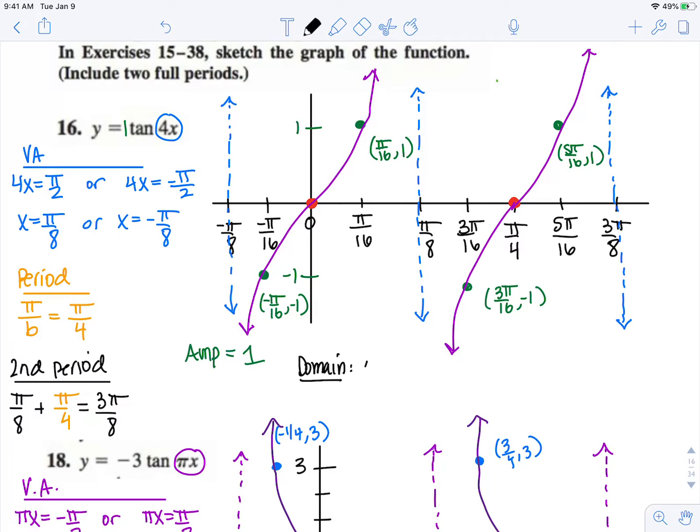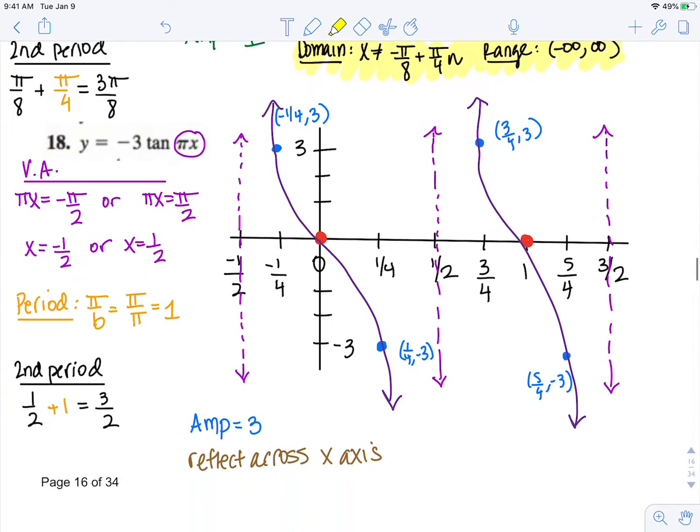So for number 16, x cannot equal the very first asymptote, which is negative pi over 8, plus multiples of that period, pi over 4n. Because every pi over 4 multiple, you'll hit another vertical asymptote. And our range, the lowest y value is negative infinity and the highest is positive infinity. This pattern will be the same for every single problem moving forward.